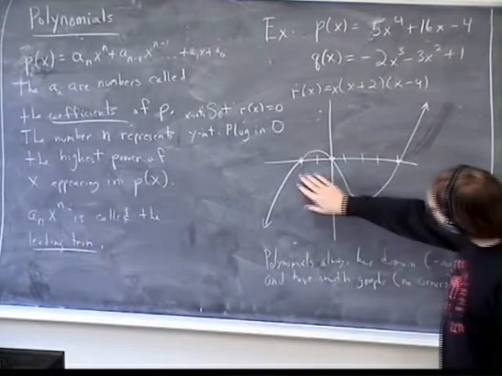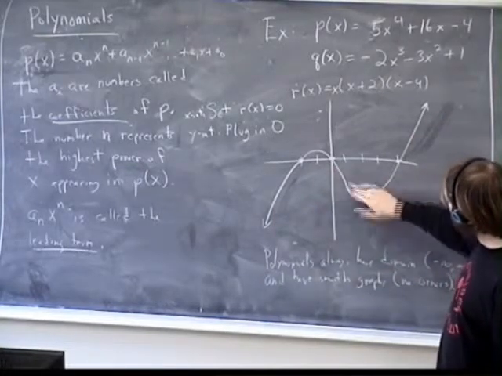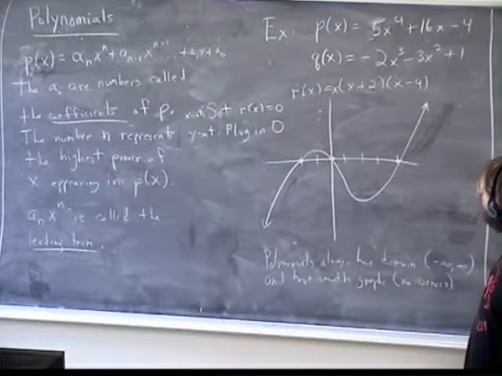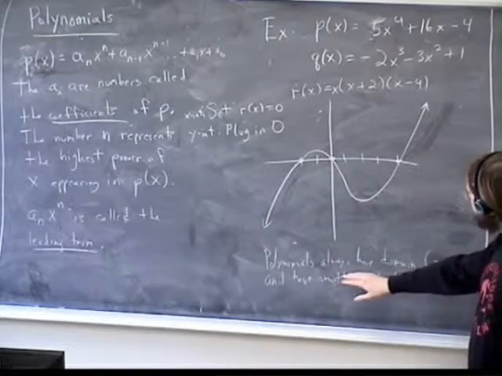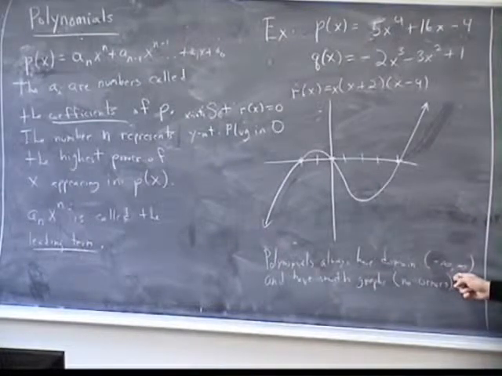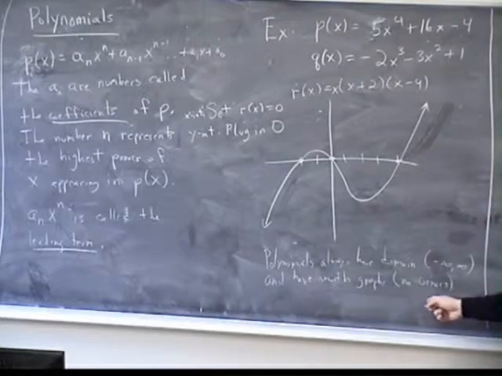But how do we figure out what goes on over here on the outsides, and how do we figure out what happens in the middle here? We'll talk about that later. For now, all you need to know is that polynomials always have domain all real numbers, minus infinity to infinity, and the graphs are always smooth. There won't be any corners or any points.